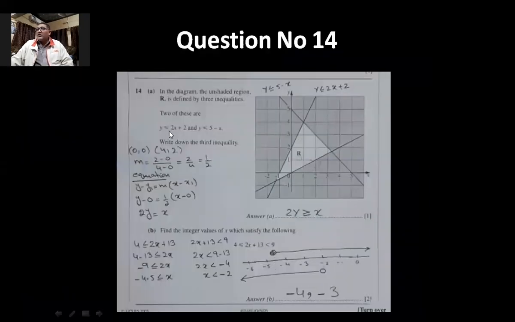So here we go. I have taken 2 points. One is 0, 0 on this line and the other one is 4, 2. First of all, I will find the gradient of this line. We're talking about this line.